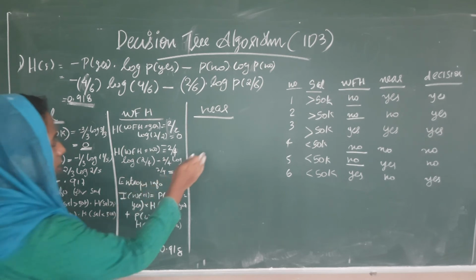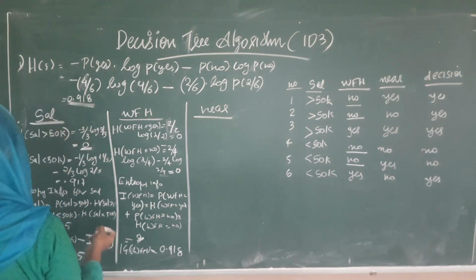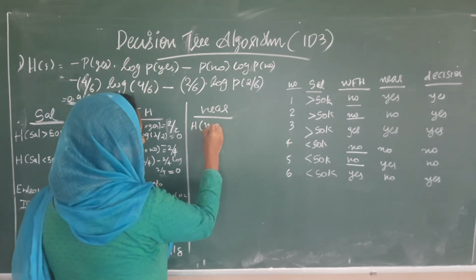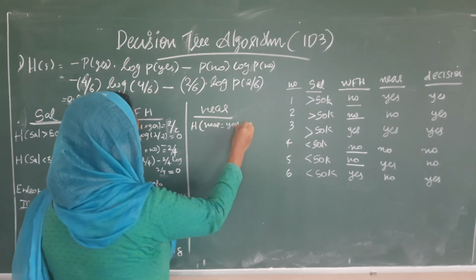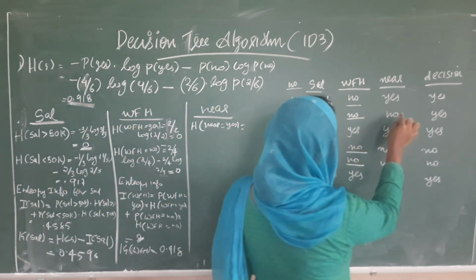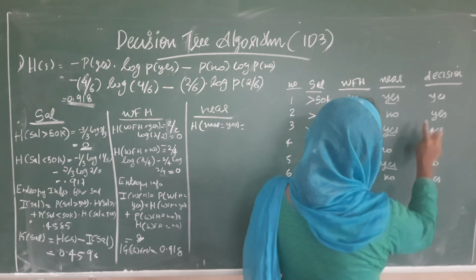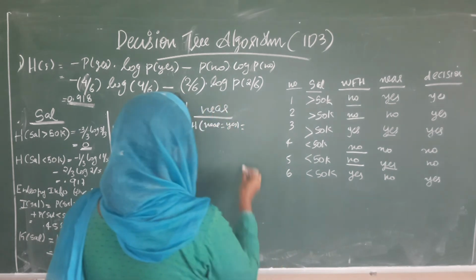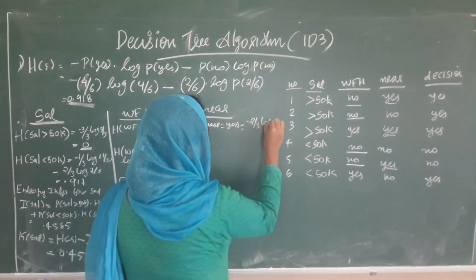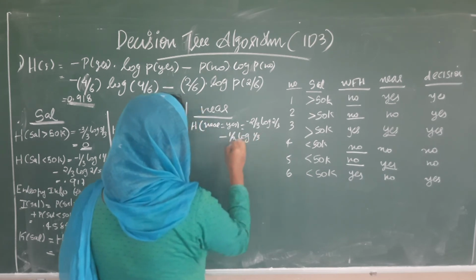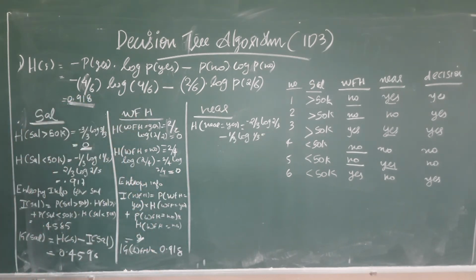Now the next thing is near. So that is the next attribute that we need to calculate. So we have to find near is equal to yes. When near is equal to yes, there are 3 cases, 1, 2, 3. Here it is yes, here it is yes, here it is no. So 2 by 3. So minus 2 by 3 log 2 by 3 minus 1 by 3 log 1 by 3. So that is what you need to calculate, and upon calculating this you will get the value 0.9173.